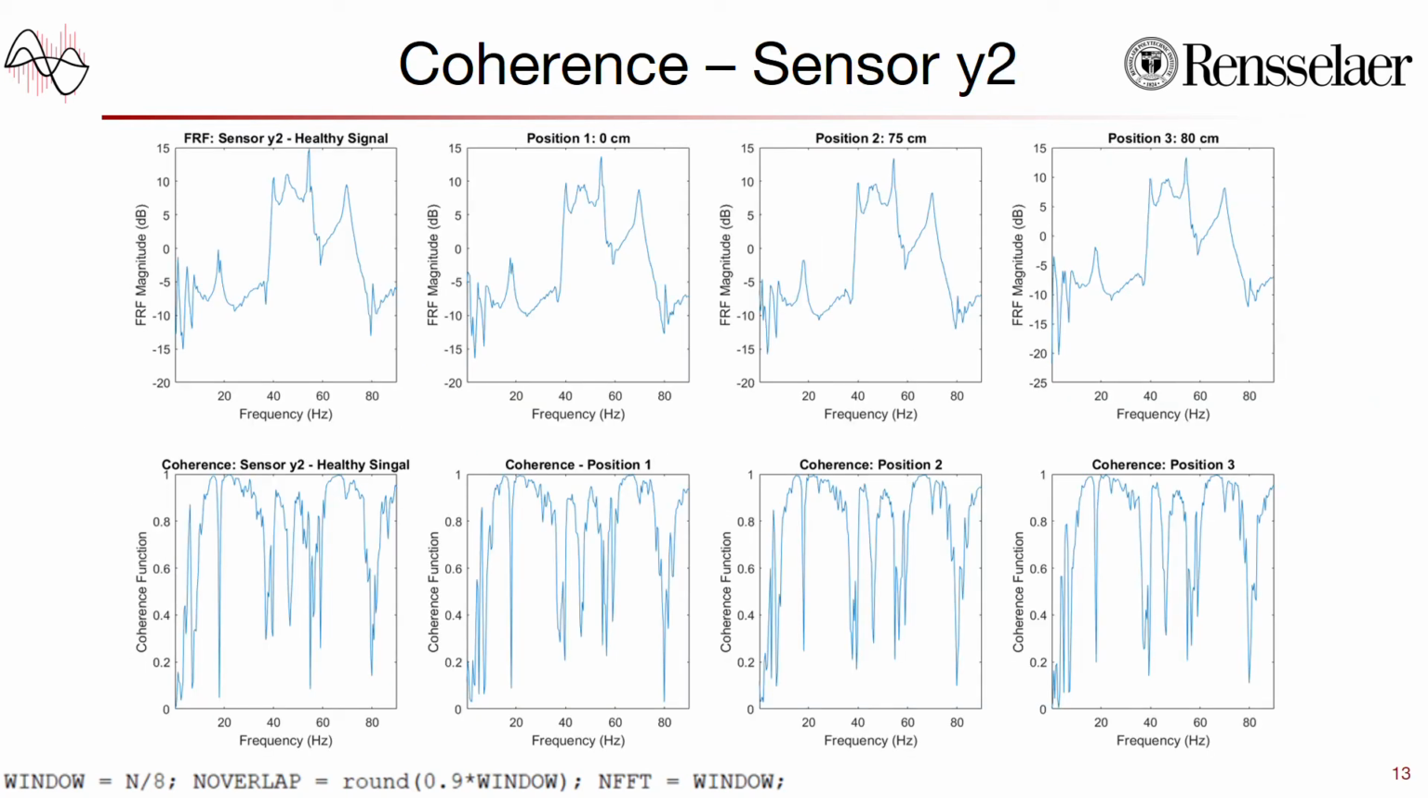Next, I plotted the coherence for the healthy signals, as well as all the possible damage locations. And as you can see, the peaks in the FRF for the healthy signal and the positions correspond to very low coherence, or drops in coherence, for these signals.